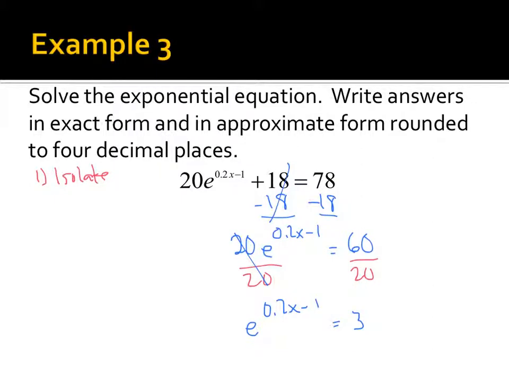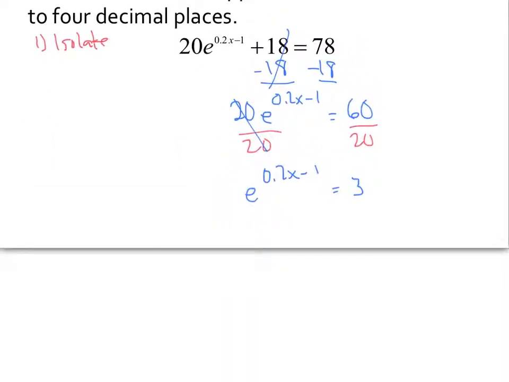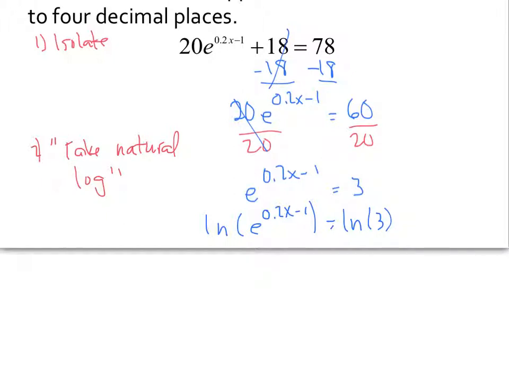All right. Now I'm going to take the natural log of both sides. Remember, that's how we say it. So take natural log. And those of you who took high school math, this is probably the part you remember. Again, what's going on here is that the natural log of e to some power is just going to be that power. So we get that 0.2x minus 1 equals the natural log of 3.